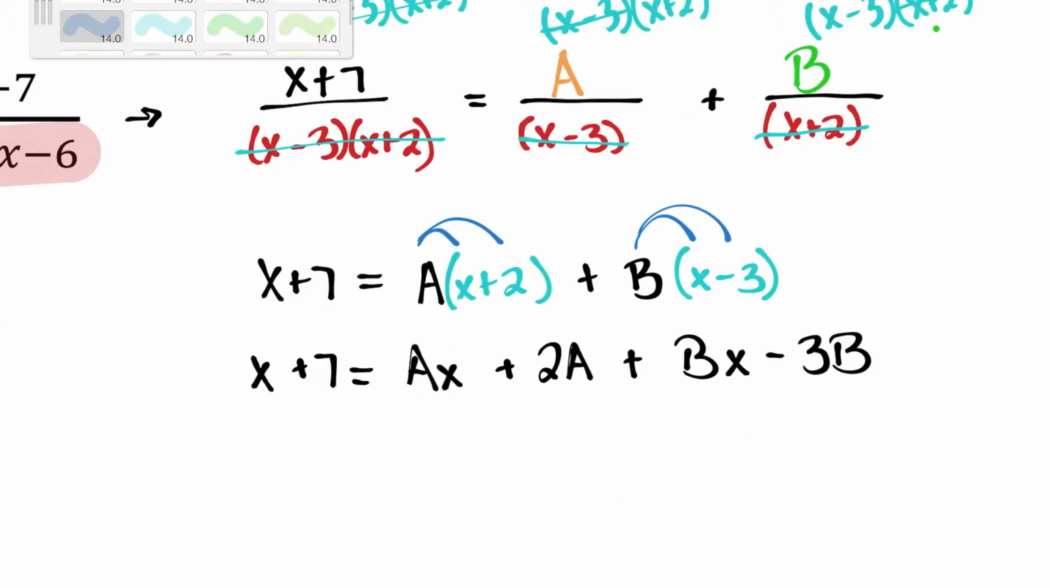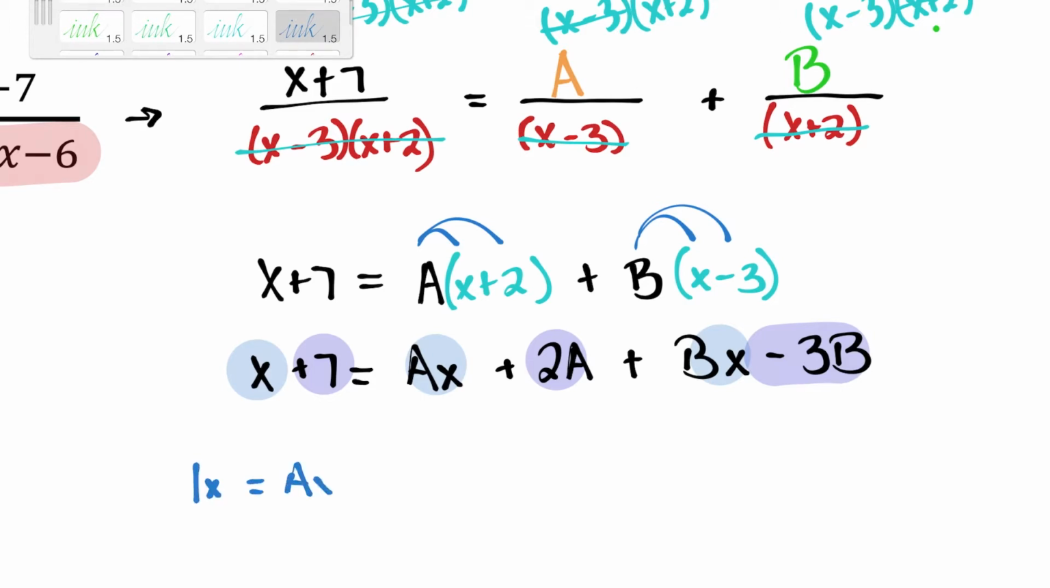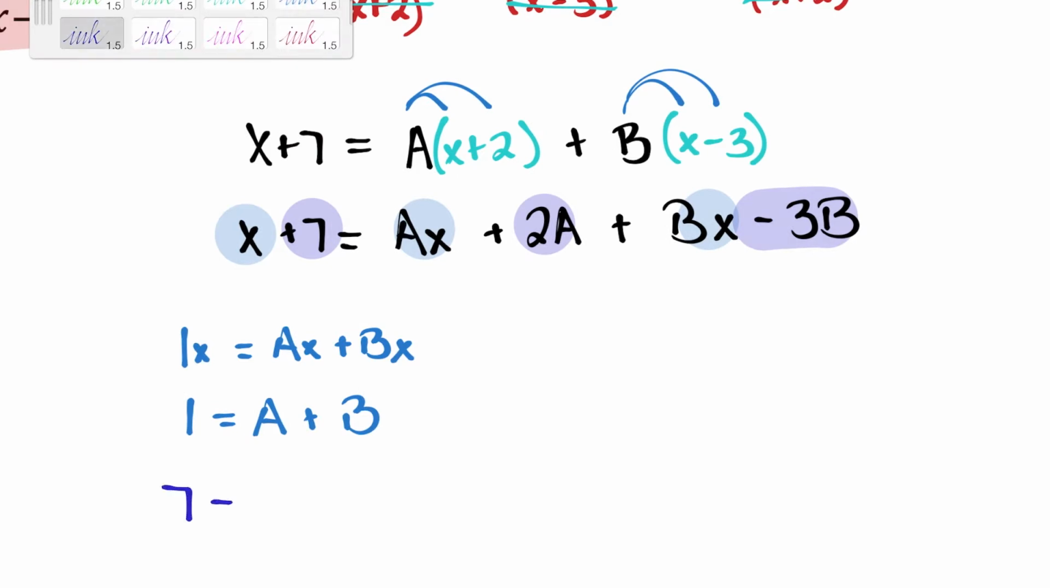And now I want to group all of my variables and my constants. So for this situation, I know I have an x on the left side and ax plus bx on the other side. So that means my 1x has to be equal to my ax plus the bx. If I were to simplify and add a plus b, it should be equal to 1. So I could divide the x out of everything, so 1 should be equal to a plus b. I can do the same thing with my constants. So 7 is equal to 2a minus 3b.